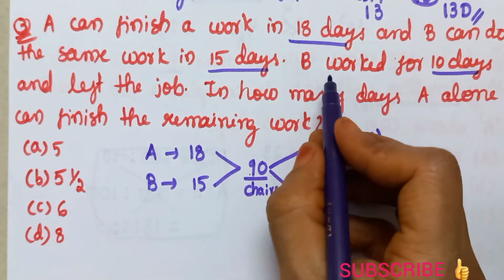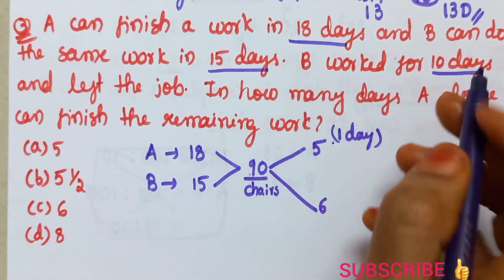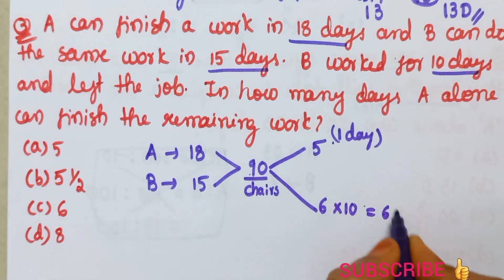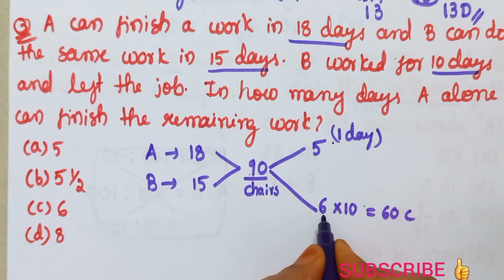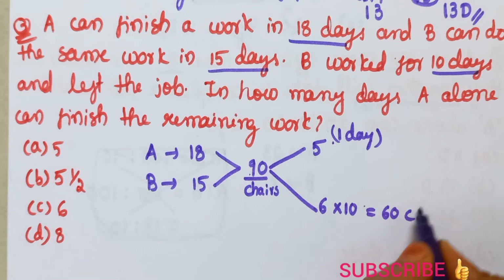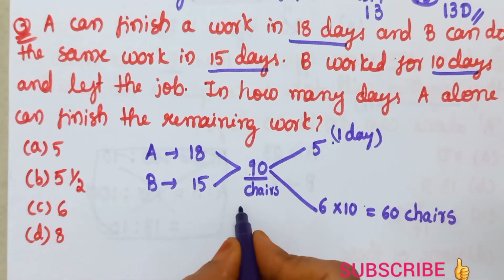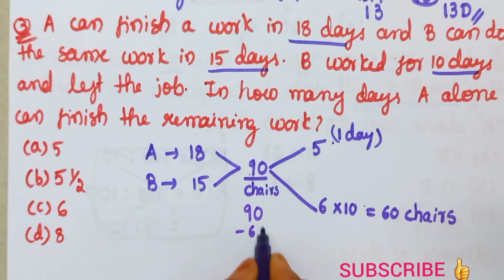So what has been given? B worked for 10 days. So B can make 60 chairs, because he can do 6 chairs in a day. In 10 days he can make 60 chairs. So subtract this number of chairs from the total number of chairs done. So 90 minus 60 is nothing but 30. These are the chairs which are done by A alone. So the number of chairs made by A alone is 30.